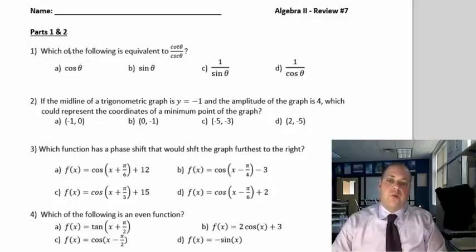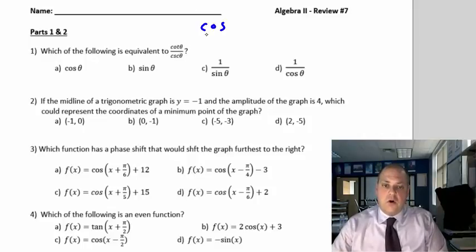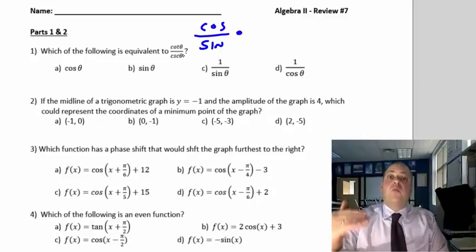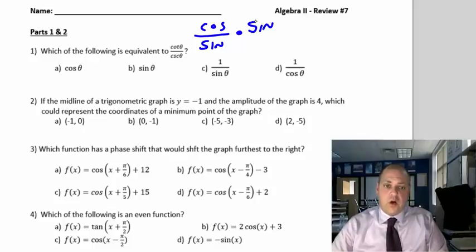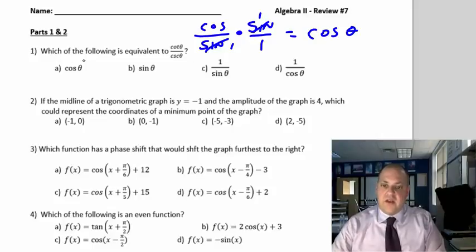So the first one, which of the following is equivalent to cotangent over cosecant? Well, we know we've got to convert to cosine and sine. Cotangent is cosine over sine. I'm leaving the theta out just to save time. Cosine over sine, and then divided by, so times, now cosecant is 1 over sine. We're going to flip that, though. That's going to be sine over 1. And then, of course, the sines cross reduce, 1, 1, and now you're left with just cosine theta, and that's choice 1.